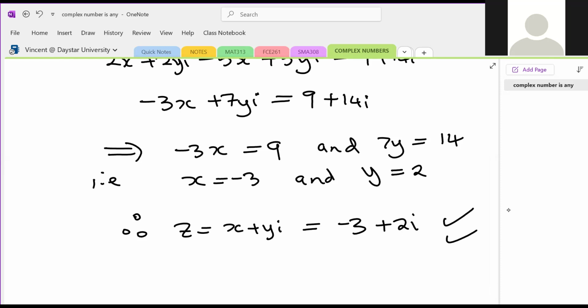So the next section will discuss different ways of expressing a complex number z and how also we plot them on a diagram we call the complex plane or the Argand diagram or the Gauss plane.